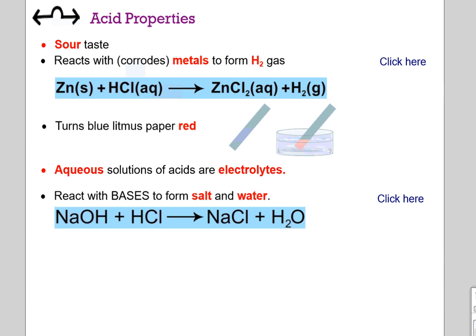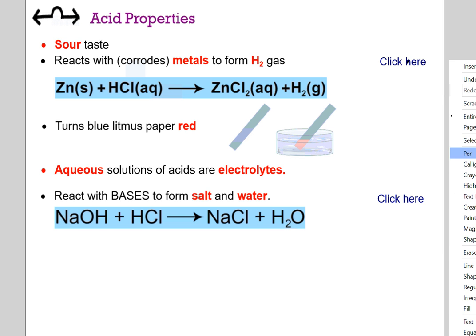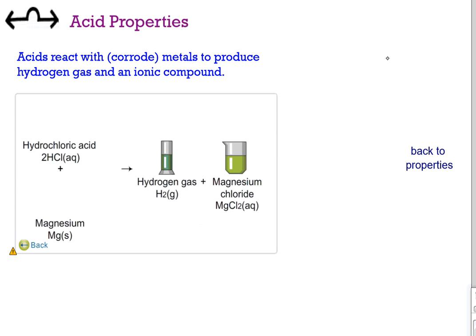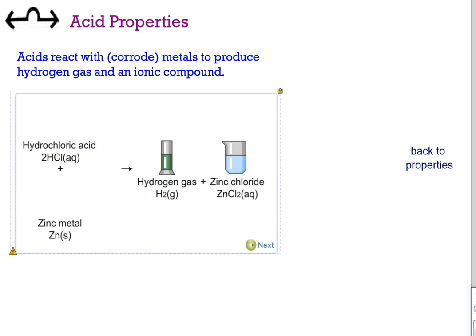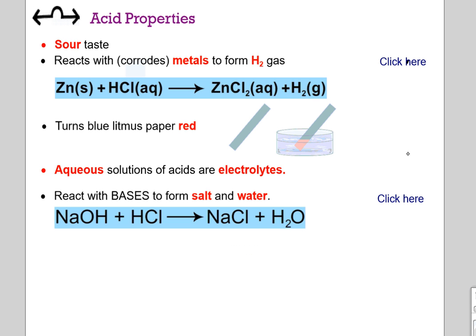Acids are sour in taste, hence our candies that are sour. They react to form hydrogen gas when exposed to most metals. There are metals that will not corrode in acid. They will turn blue litmus paper red. This is an example of a cartoon of that interaction. This is hydrochloric acid and zinc metal, so I'm just going to drag one into the other, and you get hydrogen gas with zinc chloride. Keep in mind, this is blue litmus paper turning red in the presence of an acid.